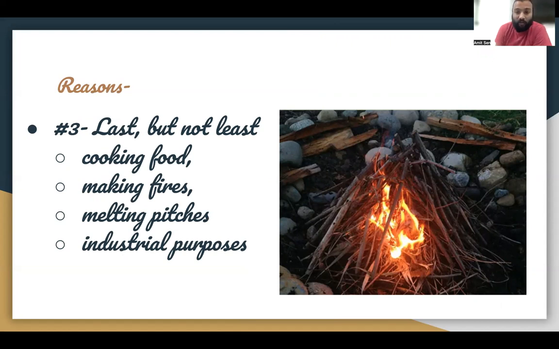For instance, cooking food for people that use forests for that, or making fires during winters, or in temperatures where it is very, very cold, especially in the northern states or Alaska in certain places. We also do this for melting pitches, and there are several industrial purposes due to which deforestation takes place.